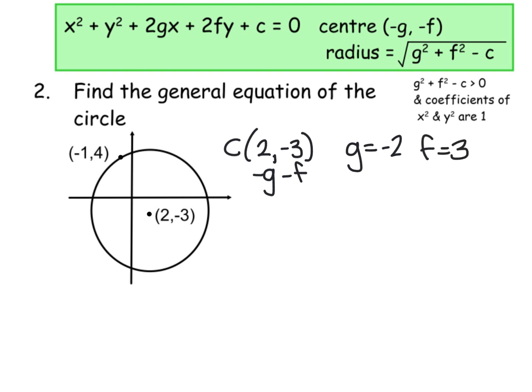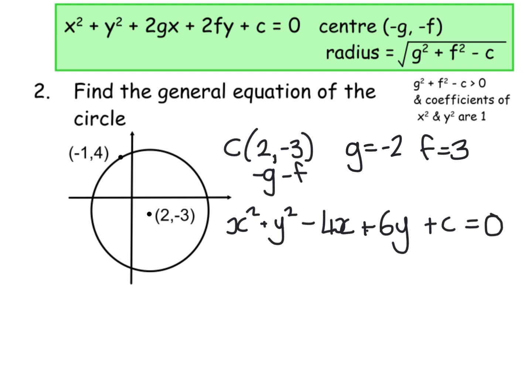So we are going to plug them into the equation up here. So we're going to have x squared plus y squared plus g is negative 2, and there's a 2 in front of it, so that's going to give me a negative 4x. Plugging in f is 3 would be 2 times 3 is 6, so I'll have plus 6y, and then I've got this plus c. So we get to here and you think, God, what do we do with the c?